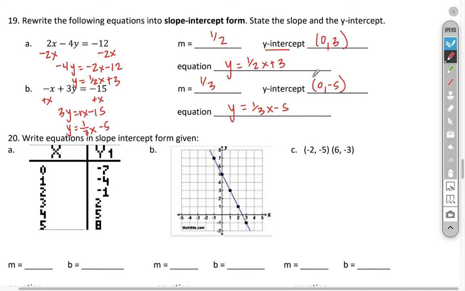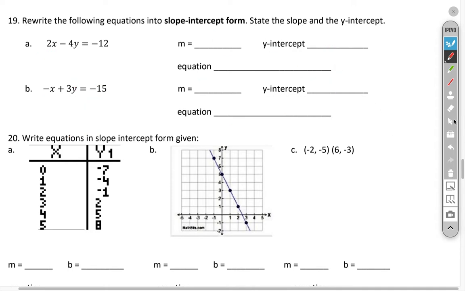Okay, the biggest thing is just to make sure you know the difference between your y-intercept and your b at this point. We should know that. We should have it down pat.